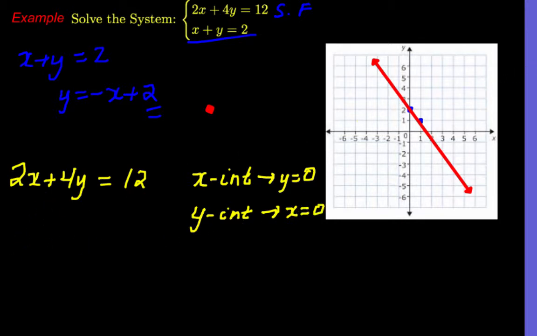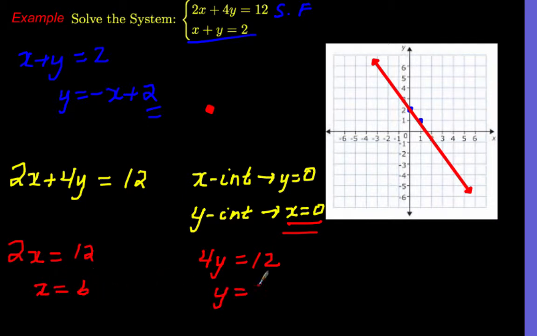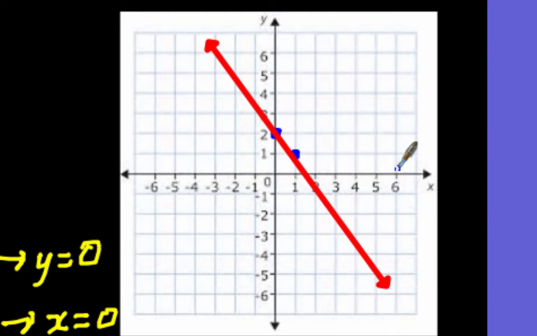So when we set y equal to 0, we're left with 2x equals 12. When we set x equal to 0, we're left with 4y equals 12. So in this case, we have x equals 6. Here we have y equals 3. So when x is 6, y is 0. When x is 0, y is 3. Those are our two intercepts. So let's go ahead and plot those. (6, 0) is here, and (0, 3) is here.